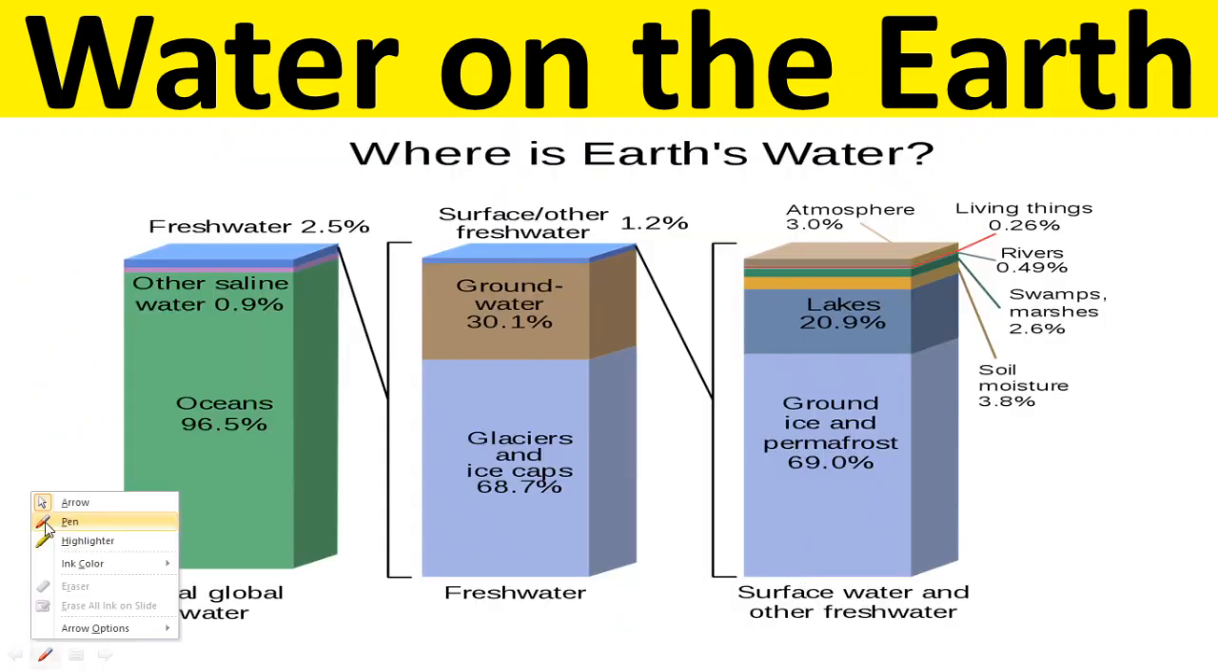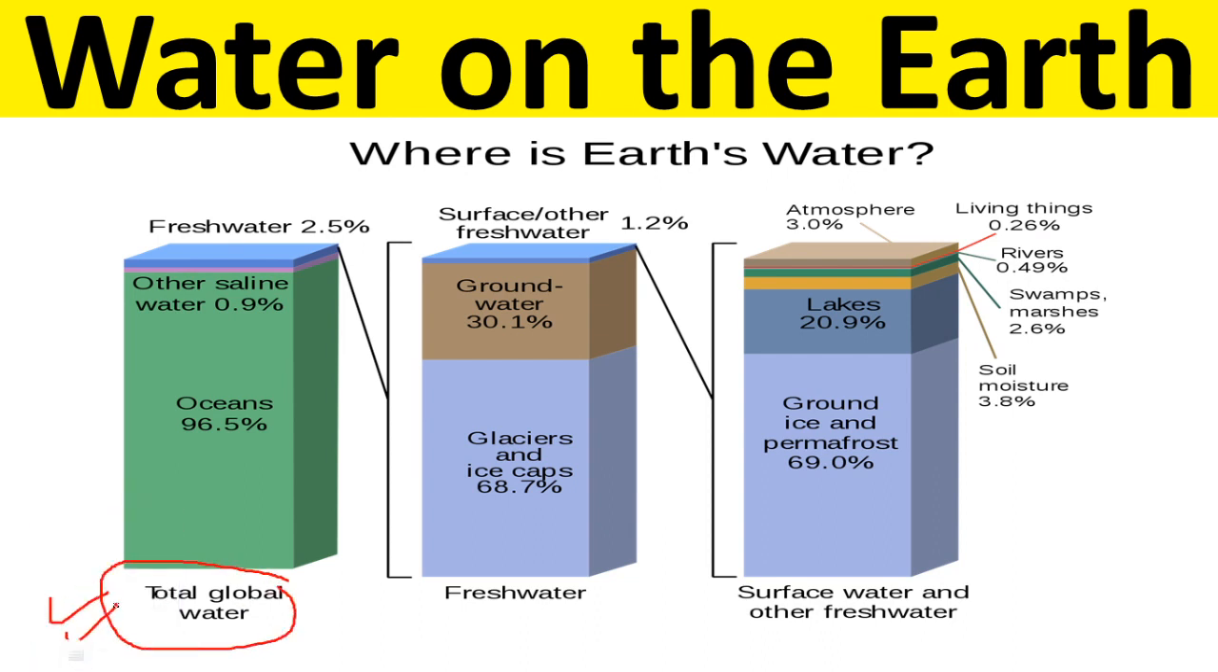Let's see the total water that is available on the earth. No doubt a lot of water is available on the earth, but most of the water is in the oceans. 96.5% of the water of the whole earth is available in oceans, and the ocean water is saline, salty. You cannot consume salt water directly. So the usable water that can be used by human beings directly is very little, that is 2.5%, and that is known as fresh water.